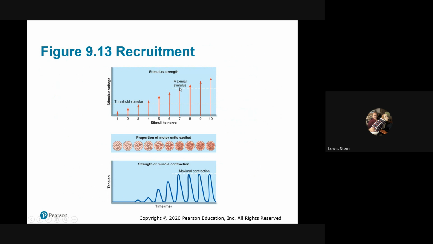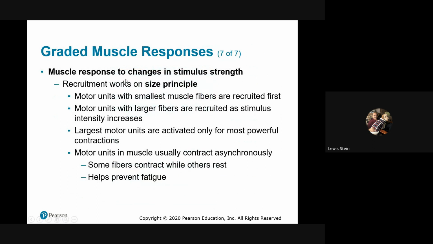Once you get to maximum, what does it mean? All the motor units are excited. So even if you go over maximum, you get no more benefit. You're going to get the same amount of contraction. That's why we use temporal summation therapeutically. Max isn't really that terrible. Once you get to max, then you just do it more rapidly. So, changes in stimulus strength, size principle: motor units smallest first, larger next, largest last.